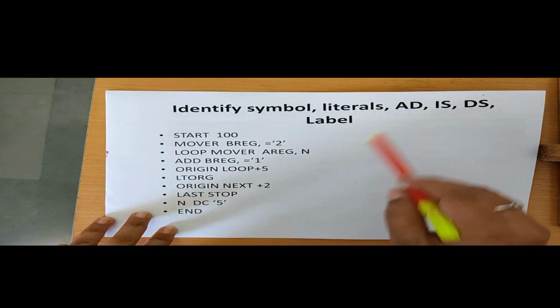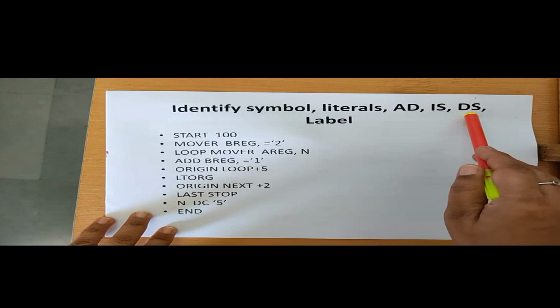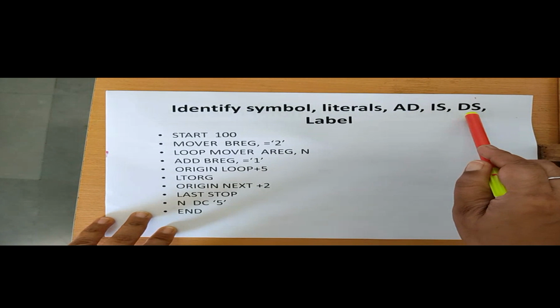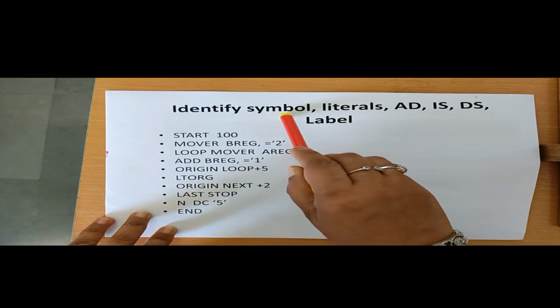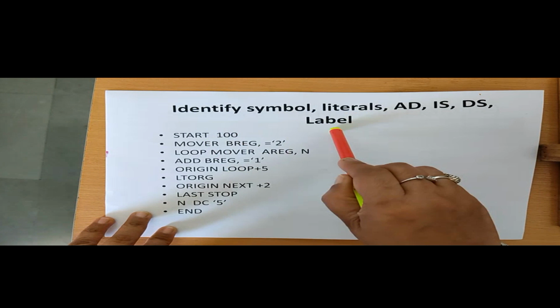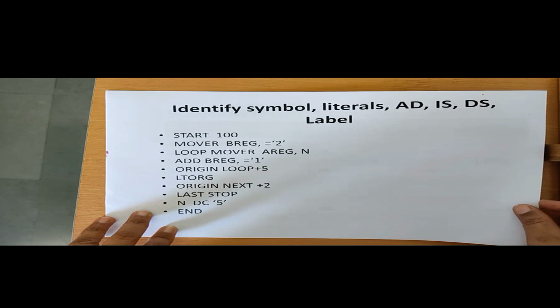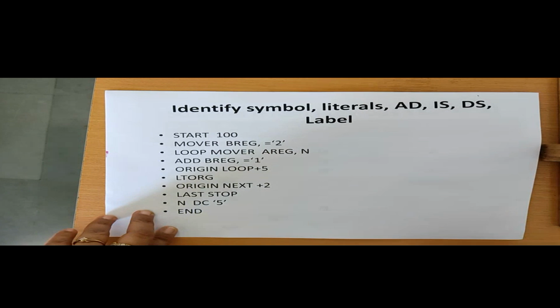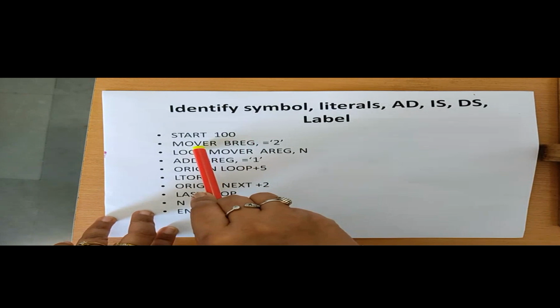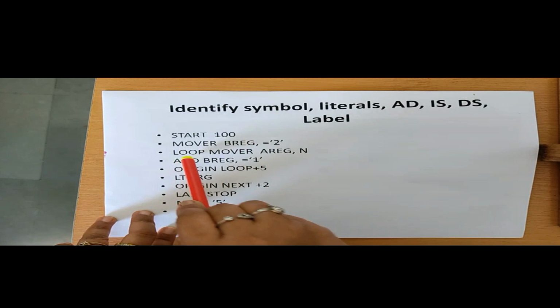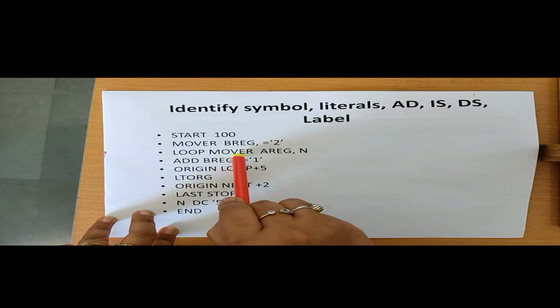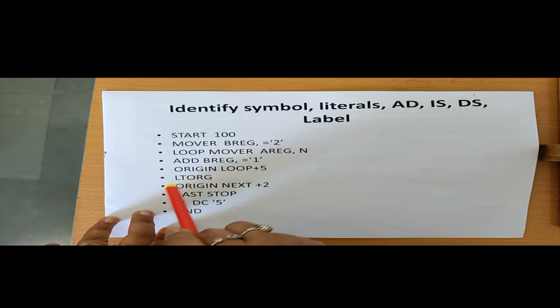So we will not only identify the three types of assembly language statement, but we shall also look for the symbols, literals and tables, right? So the first statement, as you can see, START 100. Again, you know that it is an AD statement, right? The second is the IS statement, LOOP MOVER. Again, MOVER is a mnemonic, so it is the IS statement. ADD is the IS statement.